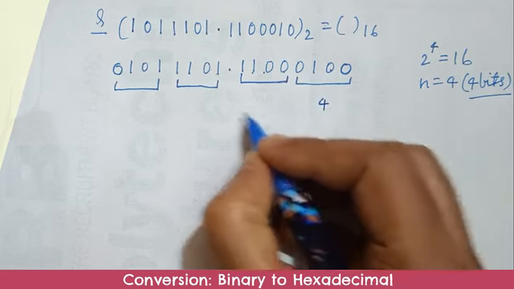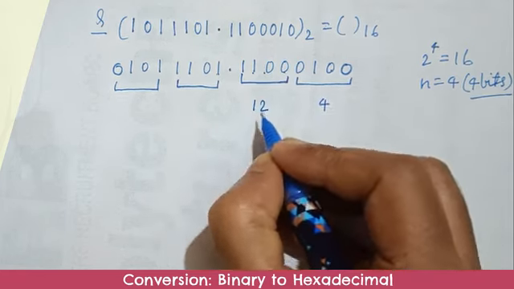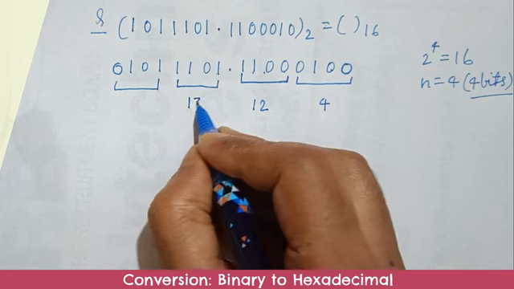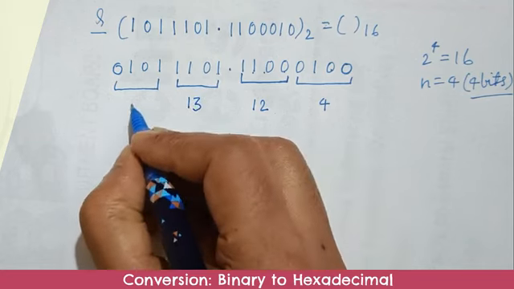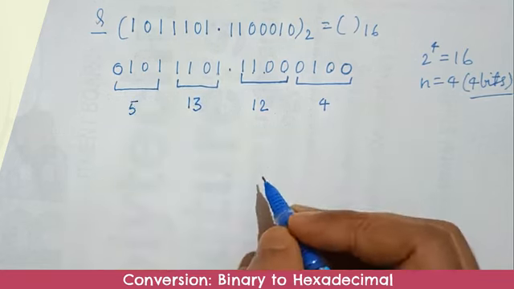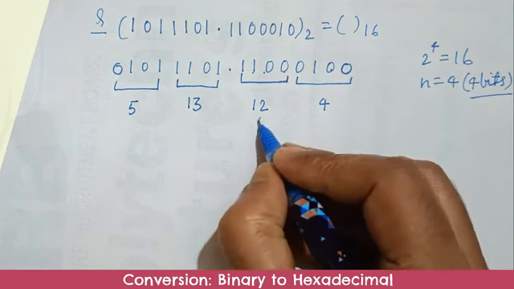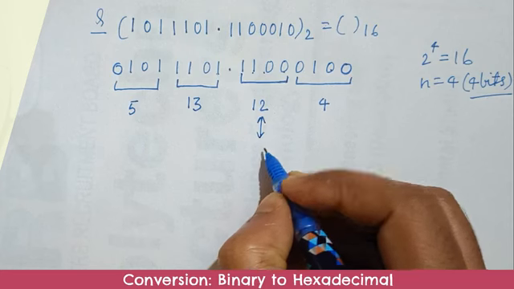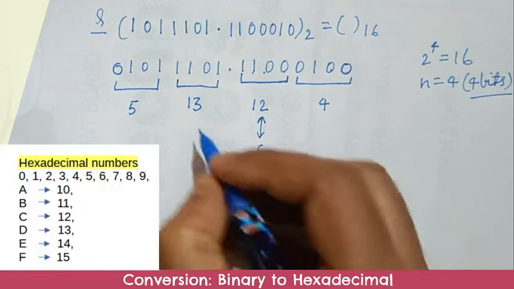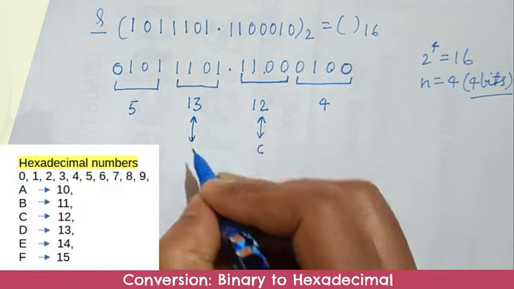Now, the value of this group is 4, the value of this group is 12, the value of this group in decimal is 13, the value of this group is 5. As you know, we can write 12 as C, and we can write 13 as D.